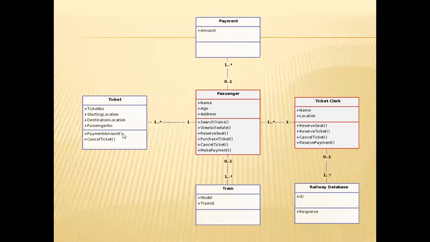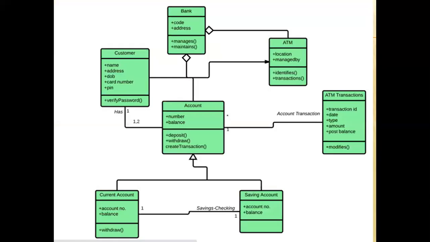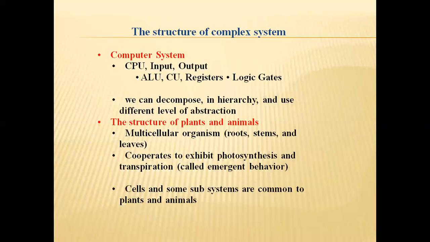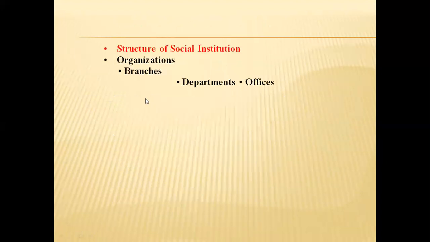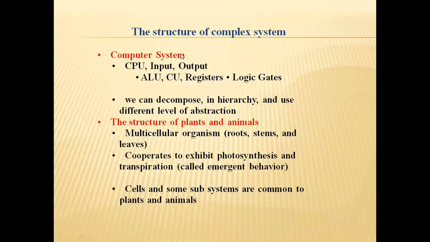So to design any system, first you identify the objects, and next you find the relationships among the objects. In any complex system, first identify the objects and find the relationships among them. There are different types of complex systems. A complex system does not mean only a computer system. It can be a banking system, railway system, or ATM system, any system.